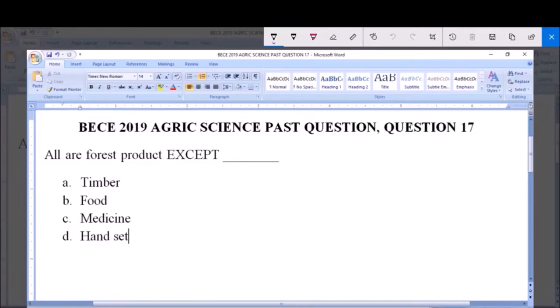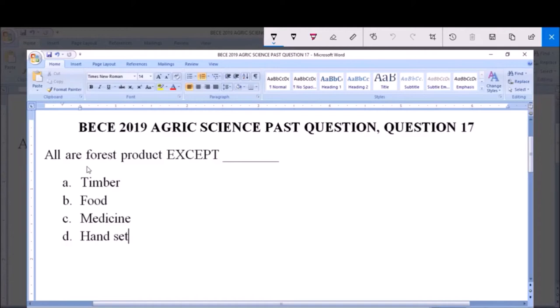Today we're going to be dealing with BECE 2019 Agric Science past question, question 17. The question says, all are forest products except: A, timber; B, food; C, medicine; and D, handsets. So we are asked to pick which of these options is not a forest product.